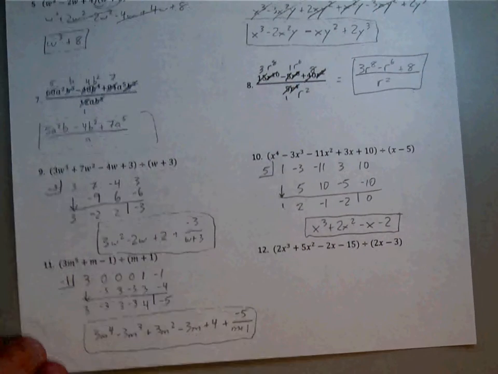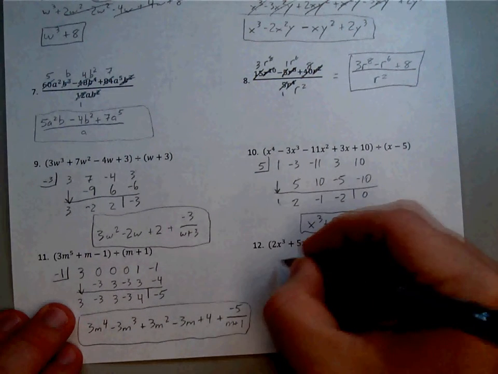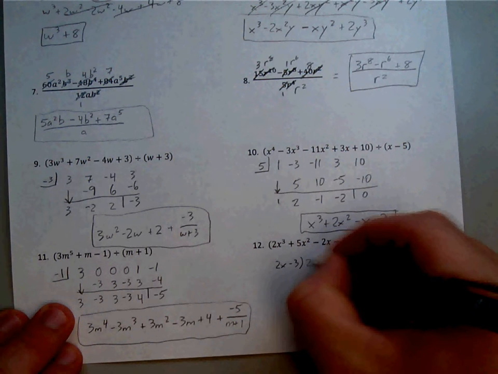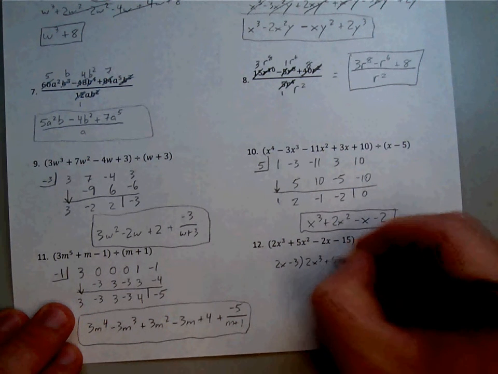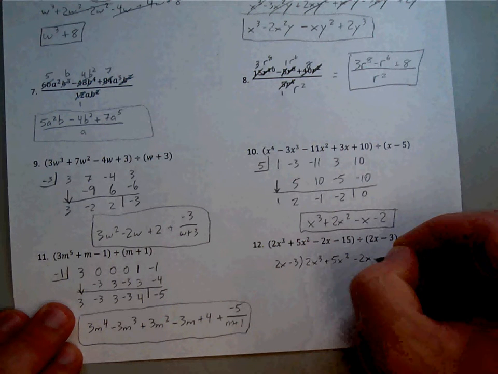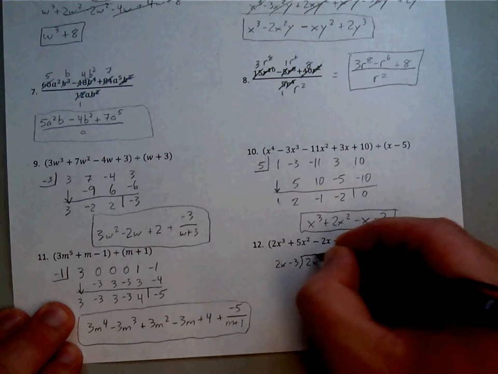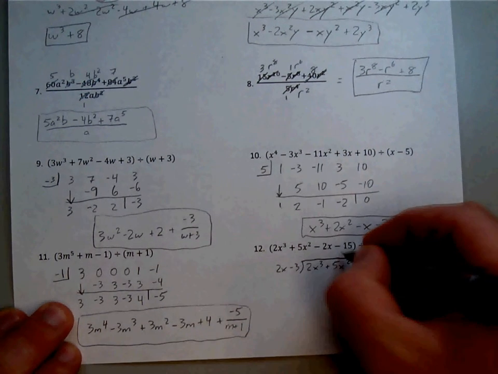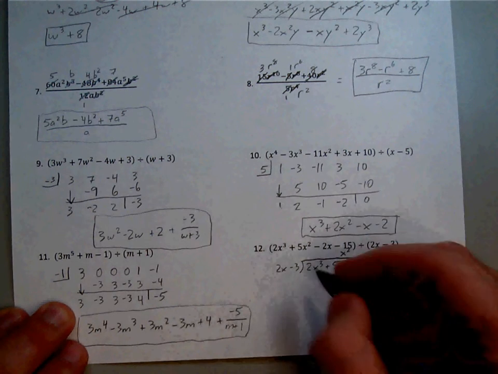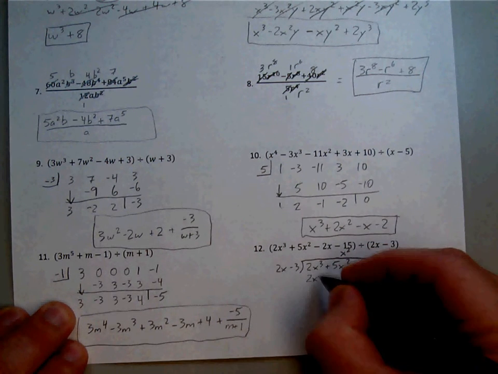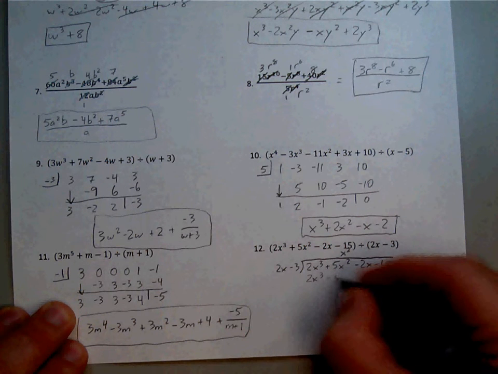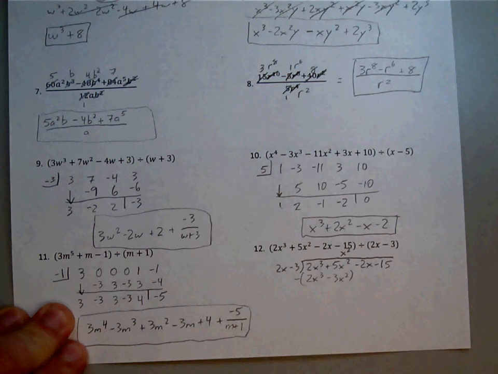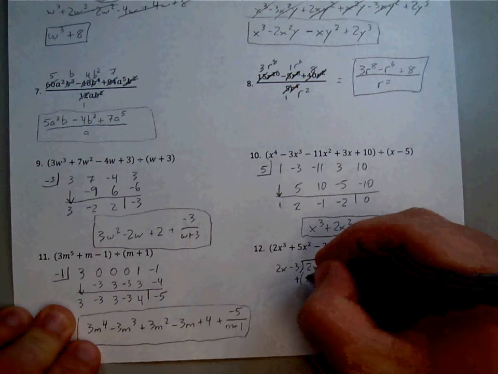Okay, 12. There's a coefficient on the x, so we're not going to use synthetic division. So I'll use long division. Hopefully I have enough room. 2x cubed, 5x squared, minus 2x minus 15. We're not missing any terms, so no zeros. What do I multiply 2x by to get 2x cubed? That would be an x squared. So multiply the x squared, distribute it throughout. 2x cubed minus 3x squared. Just subtraction. I'm going to think of that as adding the opposite. So I can turn that into addition as long as I distribute it throughout.